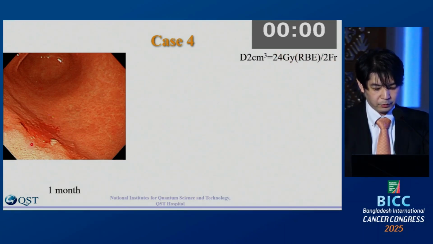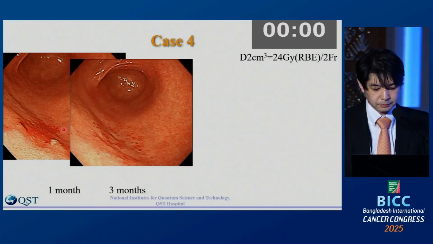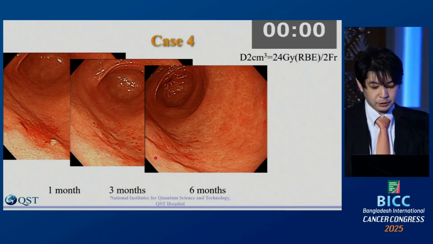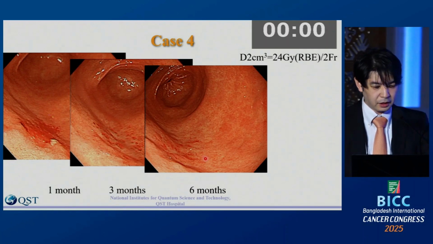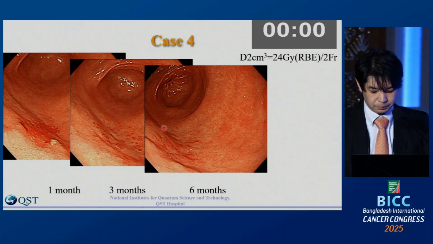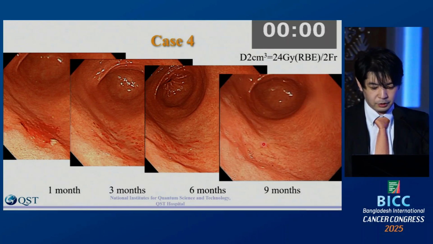So after 1 month, we see this sort of redness here. It gets better at 3 months, but you can see a very narrow but very deep ulceration at 6 months. Now, if you see this after any treatment, say cervical cancer treatment, you're expecting a huge ulceration. But with particle therapy, there's no dose around here, so it gets better.